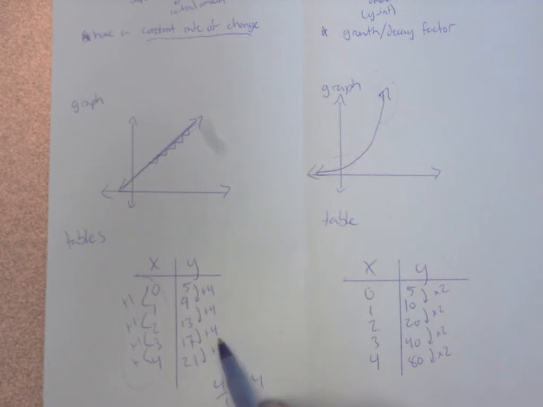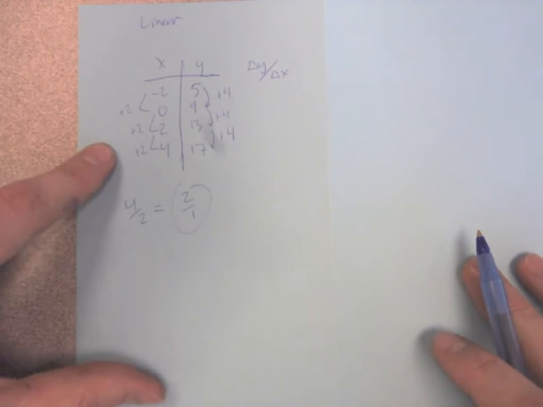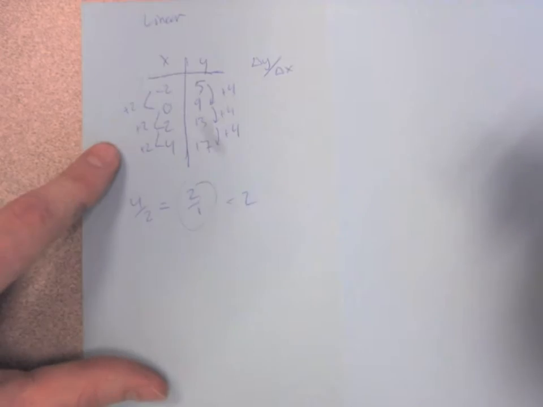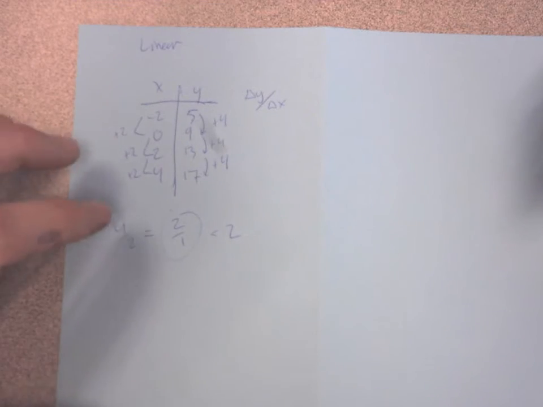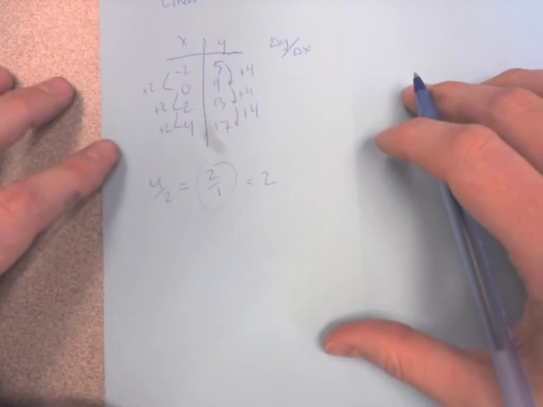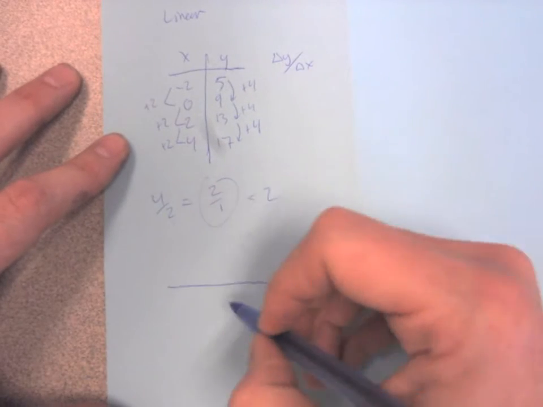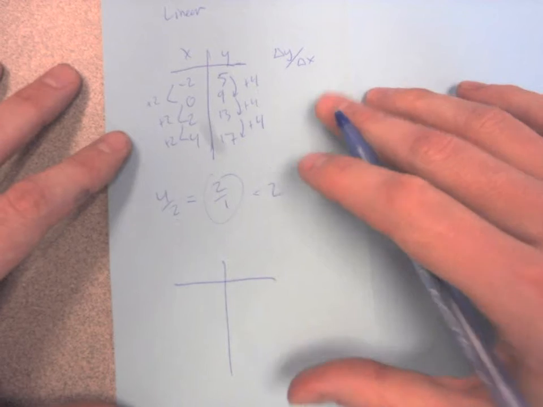Okay, so this is linear. The constant rate of change is 4. This is linear. The constant rate of change is 2. Okay, in other words, the slope. Okay, let's look at one more linear and see what's going on there. And we'll also look at one more exponential.